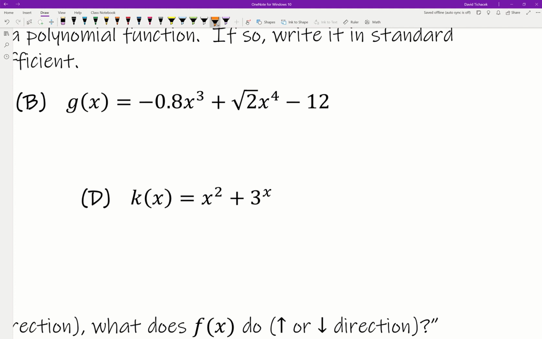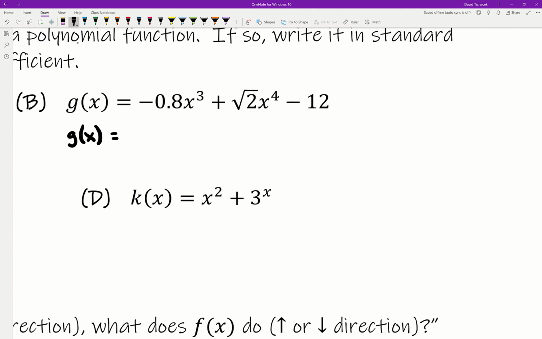There is some weird stuff here, like a coefficient of the square root of 2, maybe a coefficient of negative 0.8, that is kind of calling your attention there. But these are perfectly fine when it comes to a polynomial. We just want to go ahead and take this polynomial here and write it in standard form, which means all the terms that have an x have a descending order when we list those exponents here.